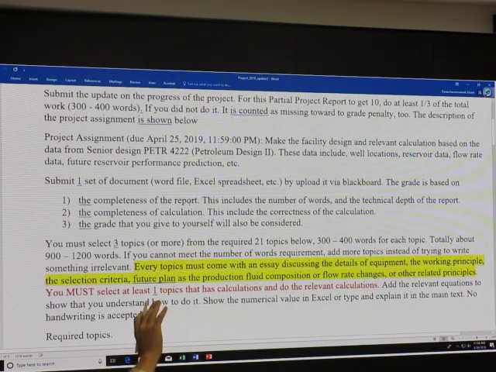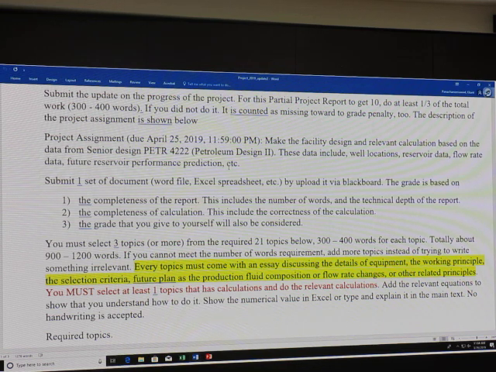Project assignment due 25th of April. Make the facility design and relevant calculation based on the data from the senior design, petroleum design 2. This data includes your location, viscosity data, flow, and so on. Okay. If you don't have the data, but you have to do it, you assume it.